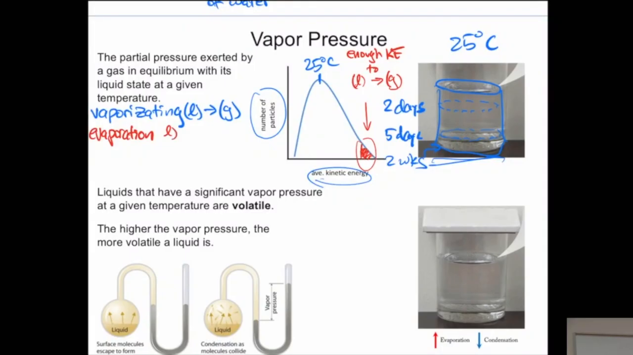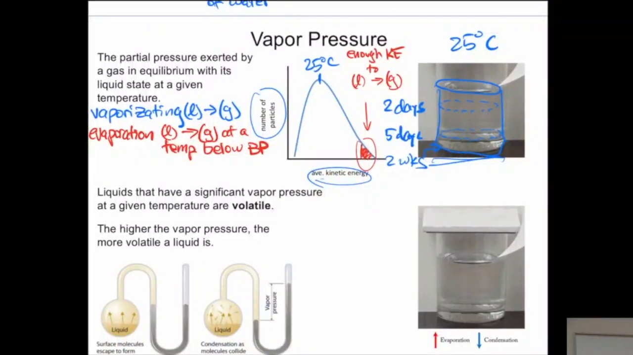Evaporation is when we do this, but we're doing it at a temperature that's below the boiling point. Because what's the boiling point of water? What's the normal boiling point of water? 100 degrees Celsius. We're at 25 degrees Celsius.